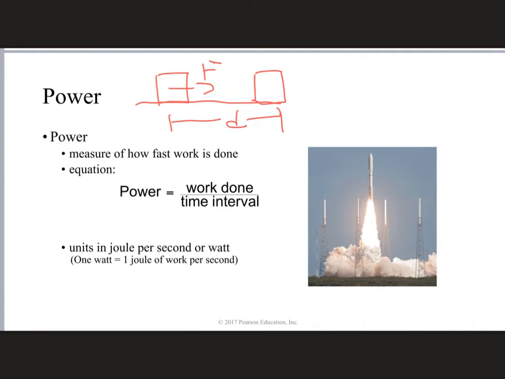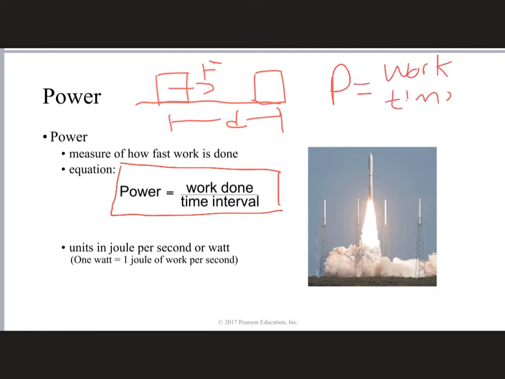And so that causes us to want to define a new idea, and that idea is something called power. And power is a measure of how fast work is done. And the equation for power is very simple. You simply calculate the work, and you divide by the time. So power is equal to work over time, or energy over time, because work and energy are related. And so that's the definition of power.